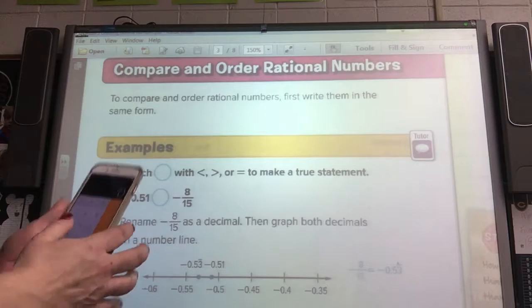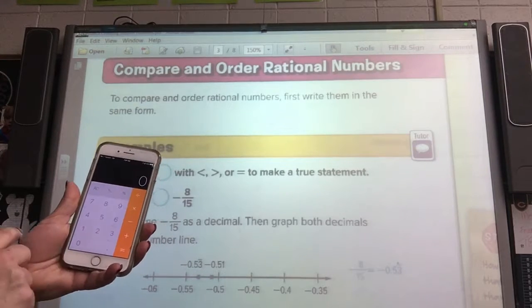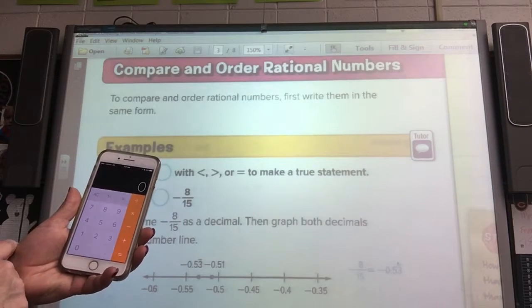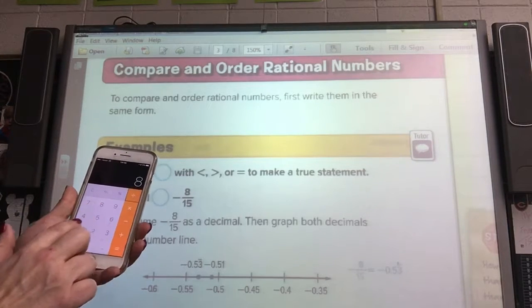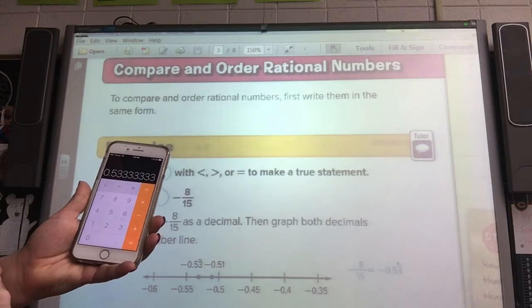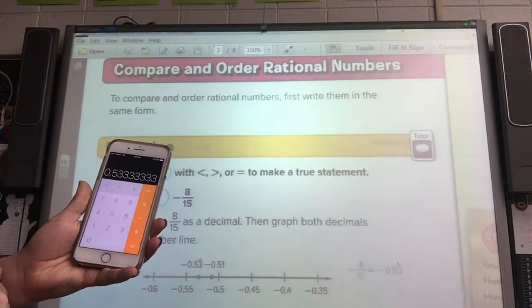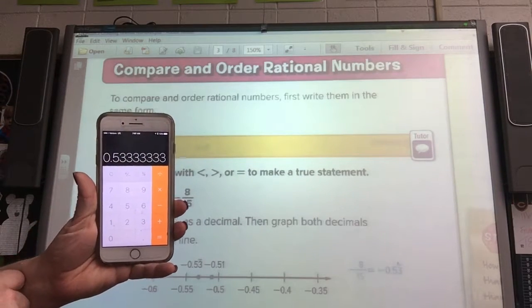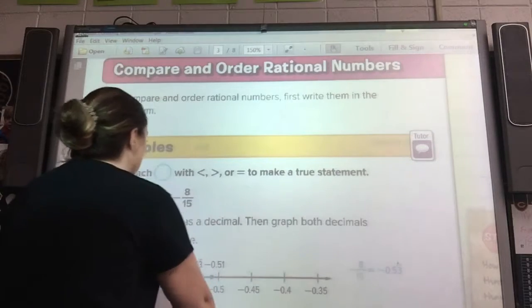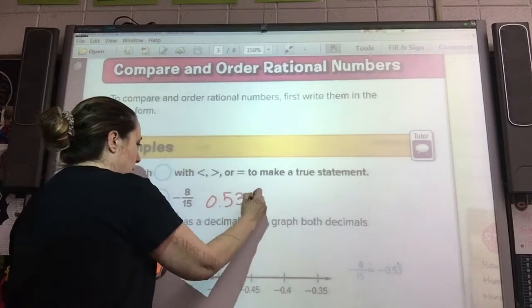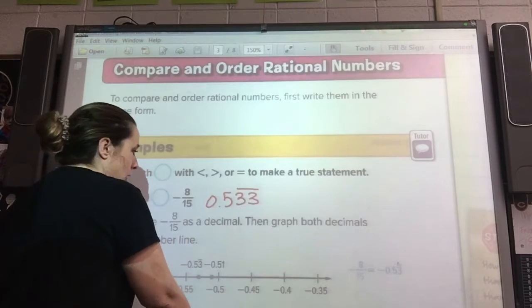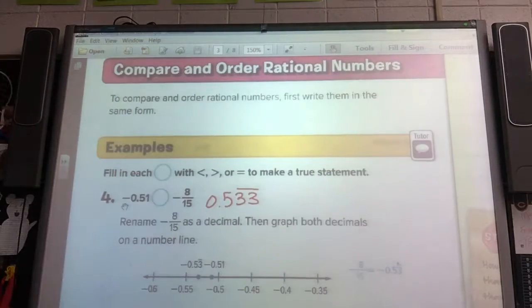Okay? So we're going to take our calculator and make that fraction into a decimal by taking 8 divided by 15. And you're going to get 0.5333, and there's that repeating decimal. So this is 0.533 with that bar notation over the top. Okay, now we have like things.